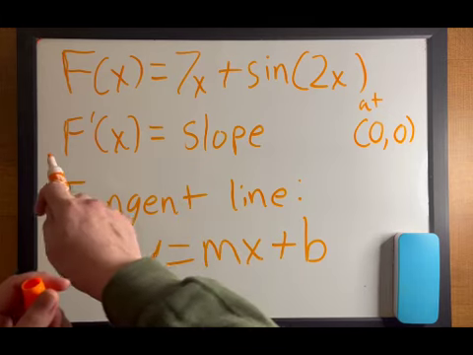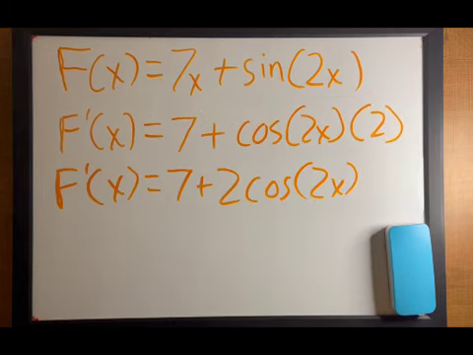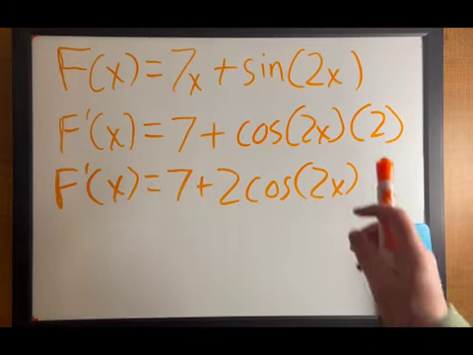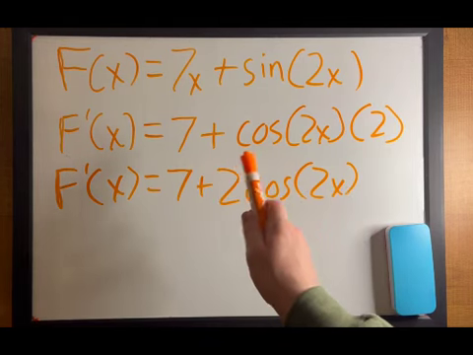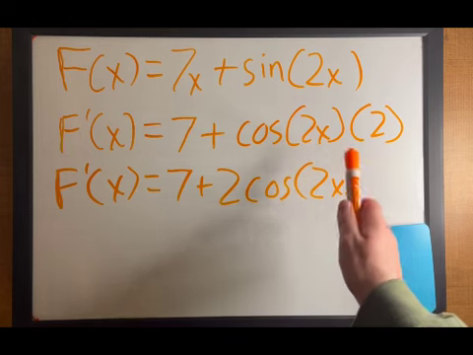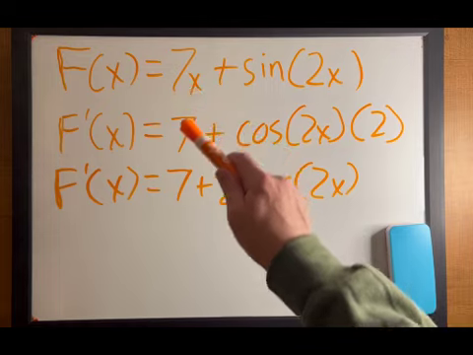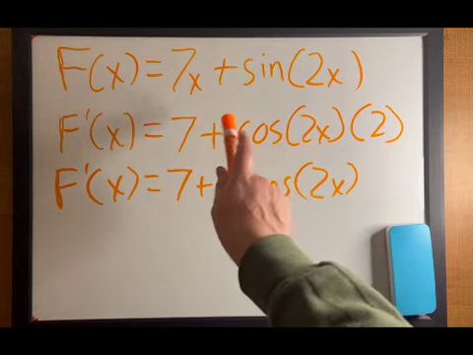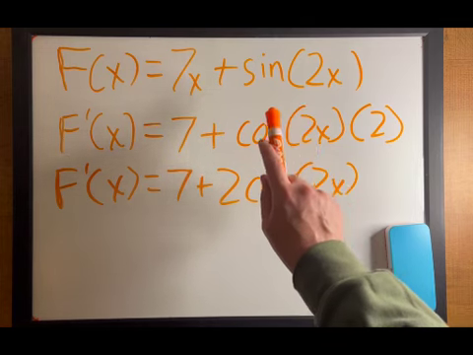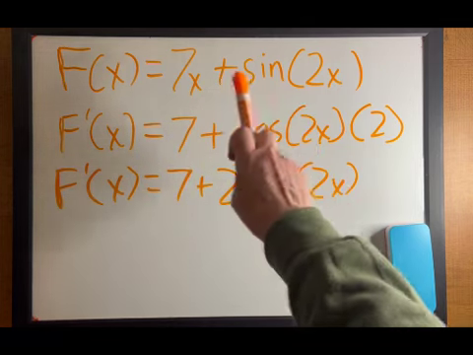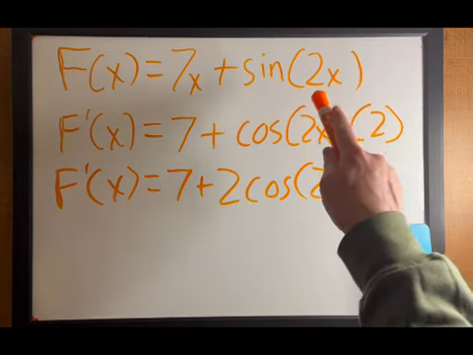To do that, we are going to take the derivative of the original function. The derivative of 7x plus sine of 2x is 7 plus cosine of 2x times 2. This derivative function I'm sure you all know. The derivative of 7x is just going to be 7 because this x just goes away. The other term is a little more complicated. We need to use the chain rule, which is basically we take the derivative of the outside, we leave the inside the same, and then we multiply by the derivative of the inside.